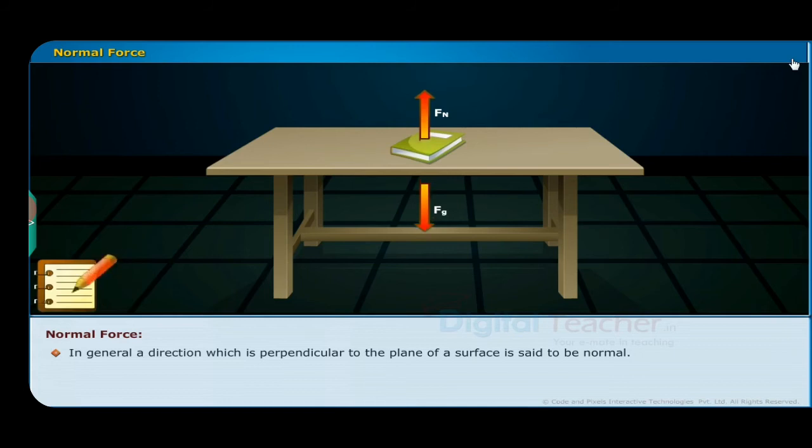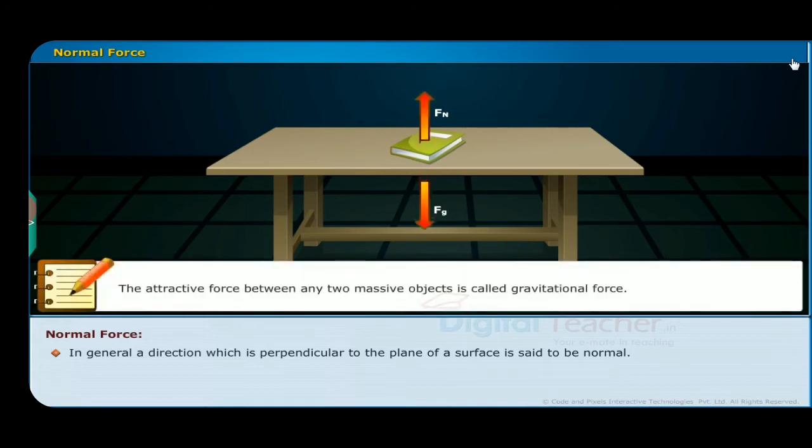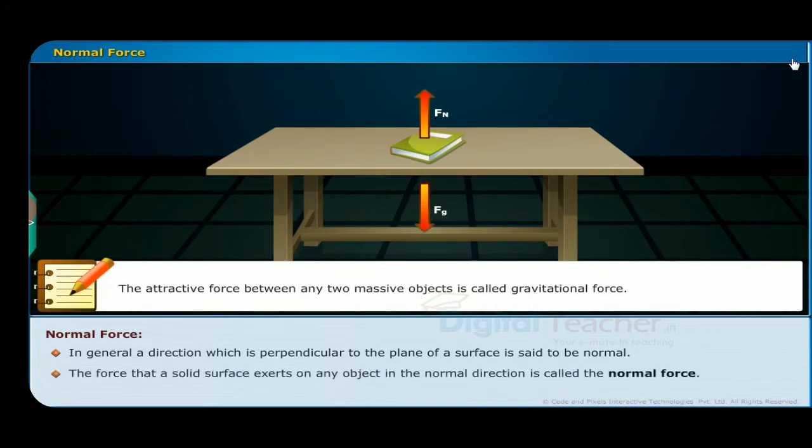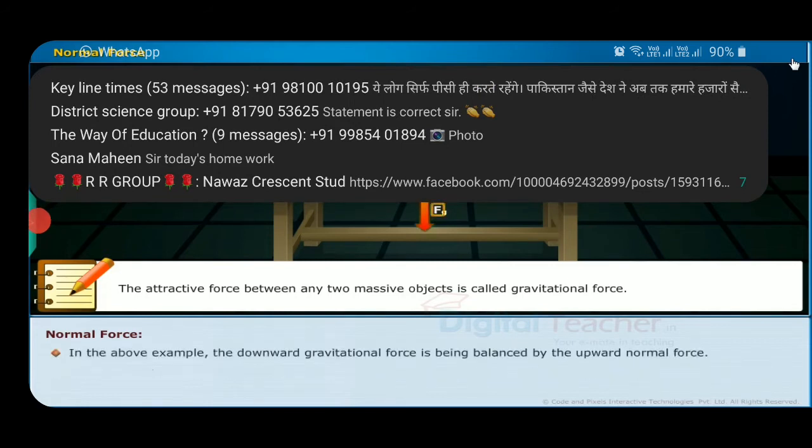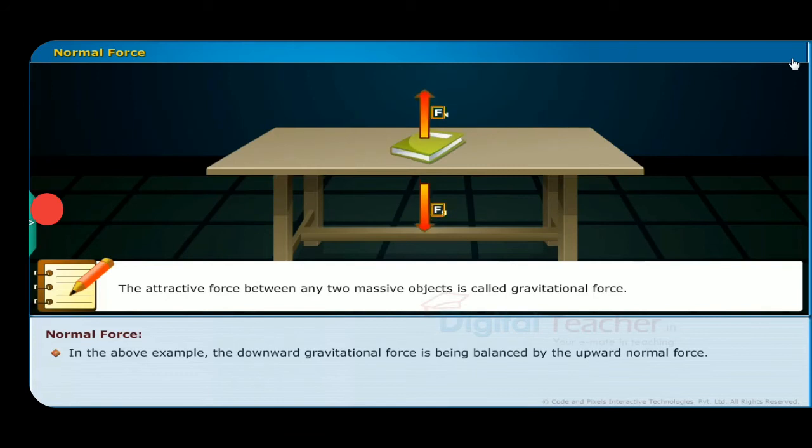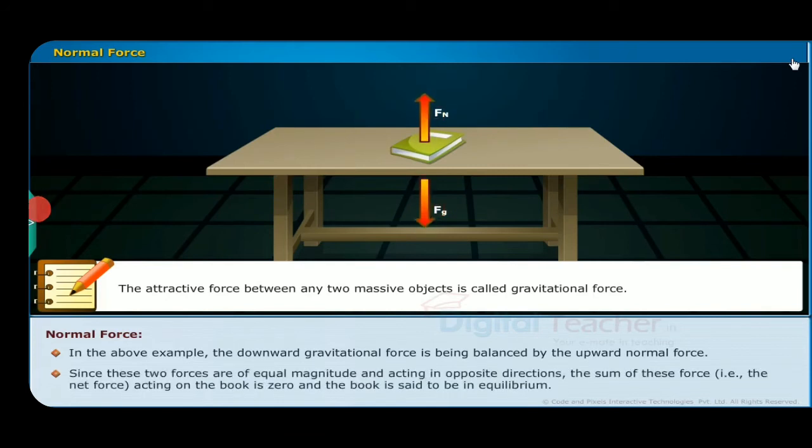Note: the attractive force between any two massive objects is called gravitational force. The force that a solid surface exerts on any object in the normal direction is called the normal force. In the above example, the downward gravitational force is being balanced by the upward normal force. Since these two forces are of equal magnitude and acting in opposite directions, the sum of these forces, that is the net force acting on the book, is zero and the book is said to be in equilibrium.